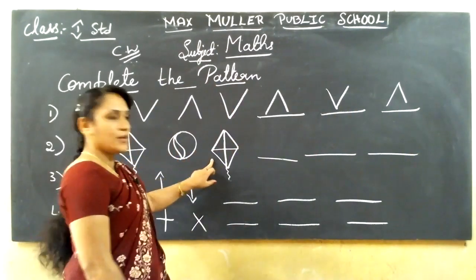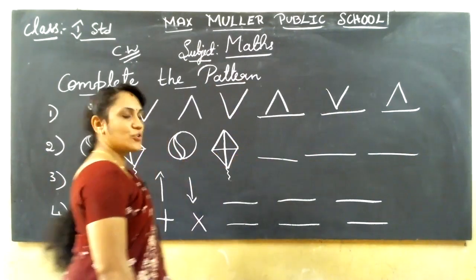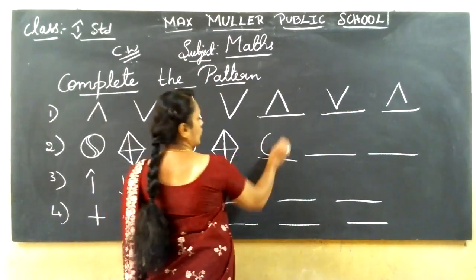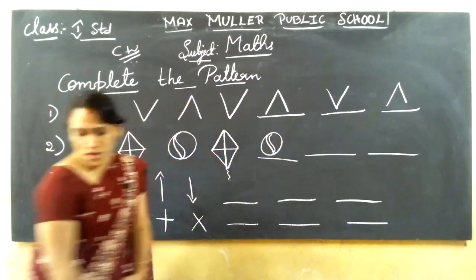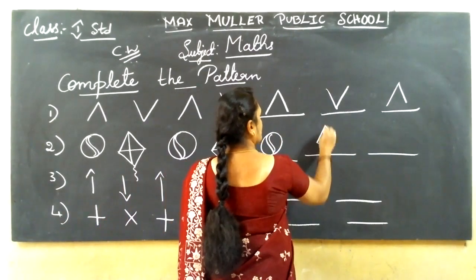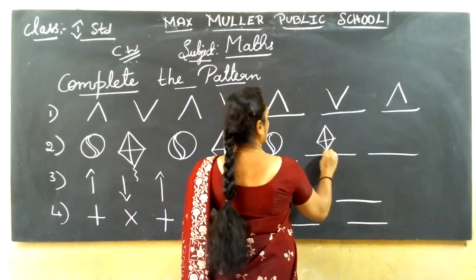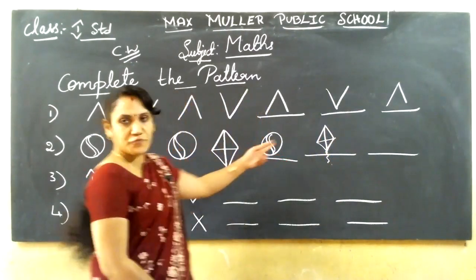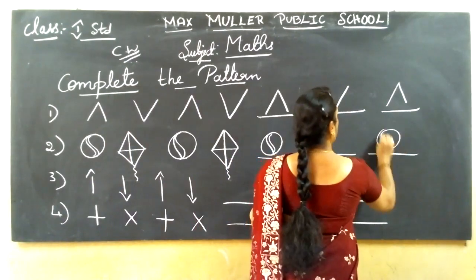Next, ball, kite. Ball, kite. Again kite, picture afterwards. Which pattern should I draw? Ball. Correct. Ball picture, then kite. Then again after kite, ball.